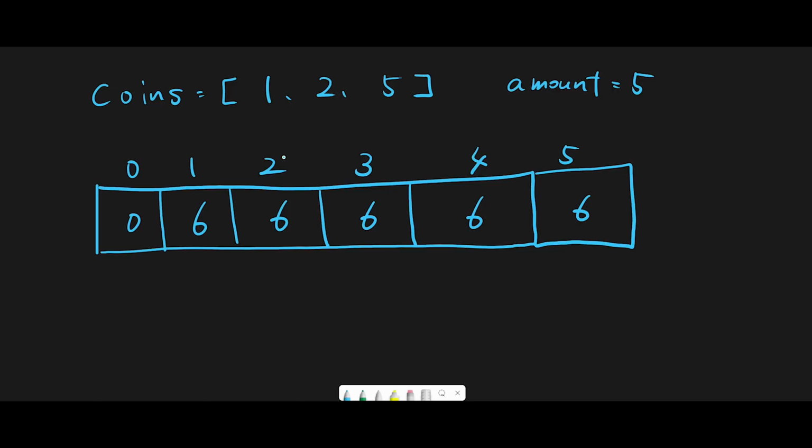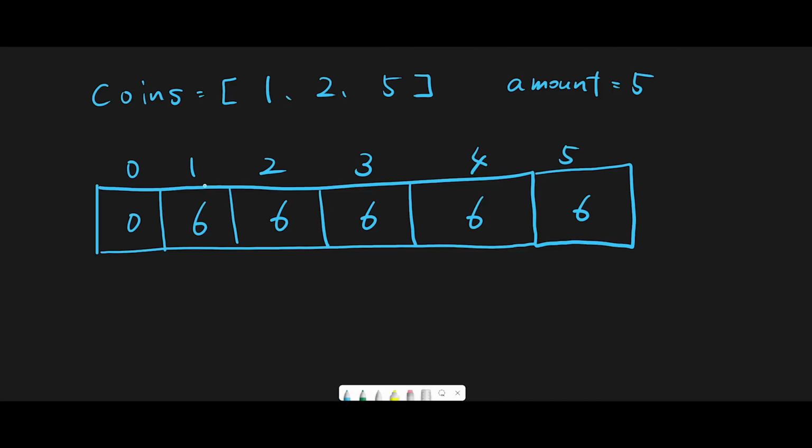When we have many ways to do something and need to find a minimum or maximum number of something, there is a possibility that the question is solved by dynamic programming. So I'll explain how to solve this question by dynamic programming. And first of all, I create an array for dynamic programming. And we use each index number as the amount.